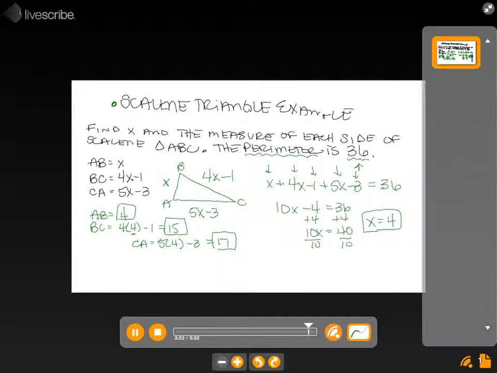Now, again, remember that scalene is different than the other two, because for equilateral and isosceles, we just set things equal to each other. For a scalene, you have to add things to the perimeter. Okay?